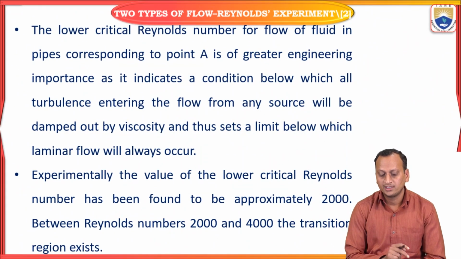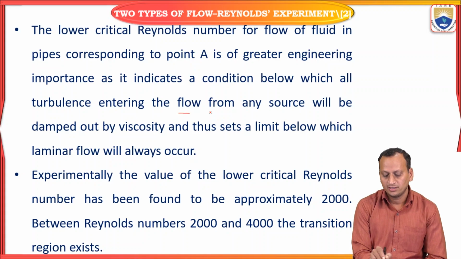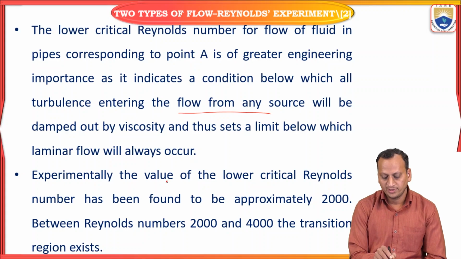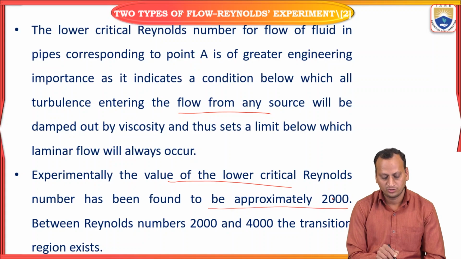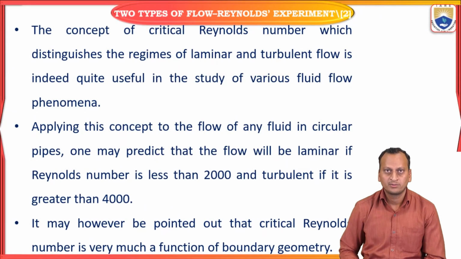The lower critical Reynolds number for flow of fluid in pipes, corresponding to point A, is of greater engineering importance, as it indicates a condition below which all turbulence entering the flow is damped out. Experimentally, the value of the lower critical Reynolds number has been found to be 2000; between 2000 and 4000 is transition, and above 4000 is turbulent flow.